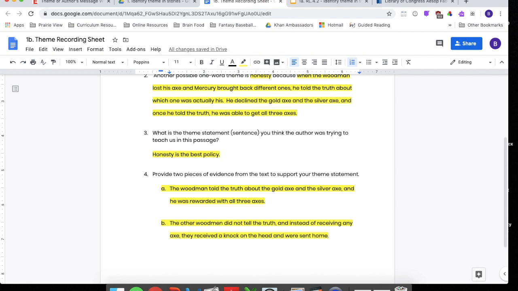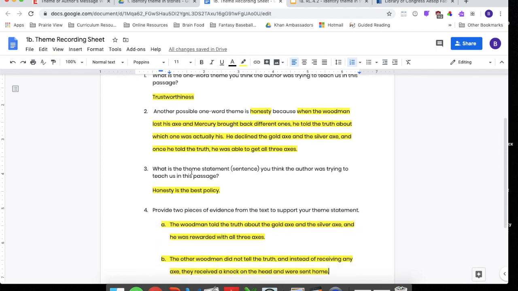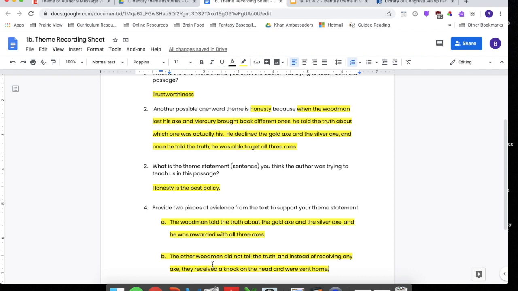Okay. Now, I can't promise you that I'm going to give you a gold axe or a silver axe, but I can tell you that the next time that you guys read a story, especially a fiction story, you can look for the theme, figure out what a one-word theme could be, the message, the lesson, what you're trying to be taught. Come up with a statement, and then when you can find some text to support your answer, then you're going to be in good shape, and you're going to understand that story a little bit better.